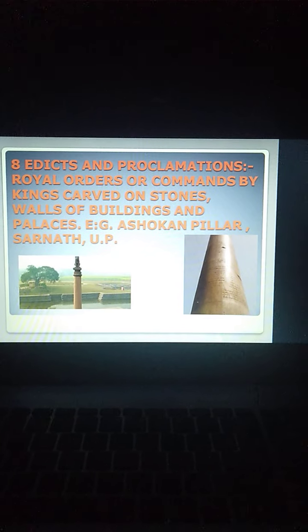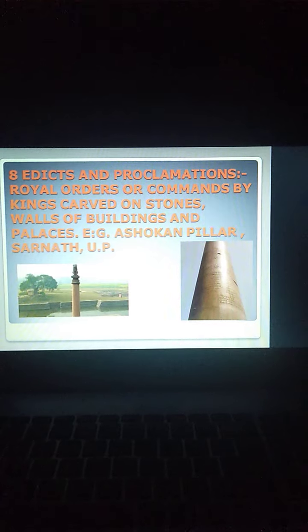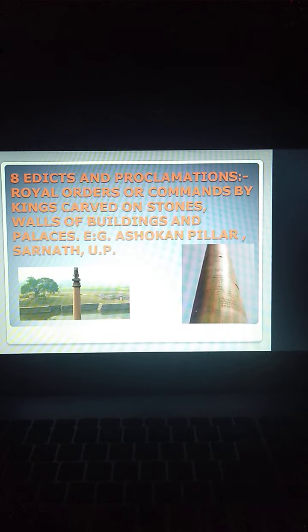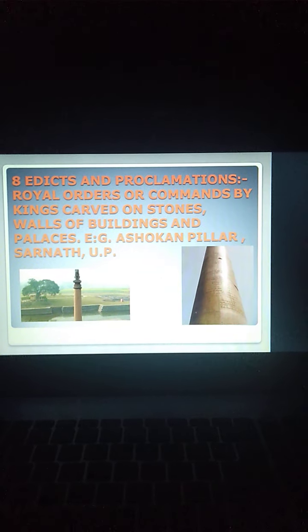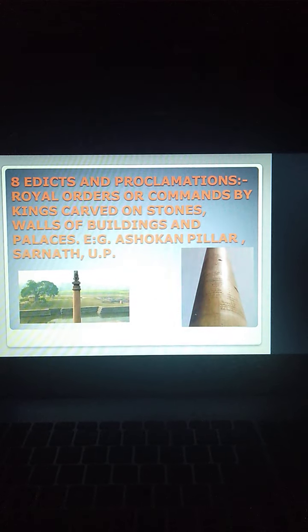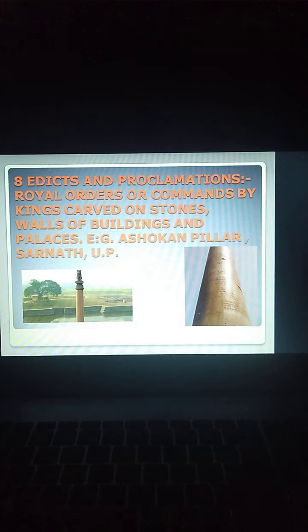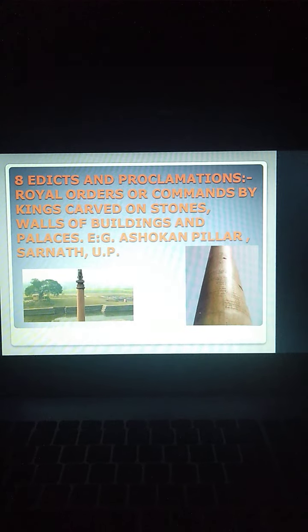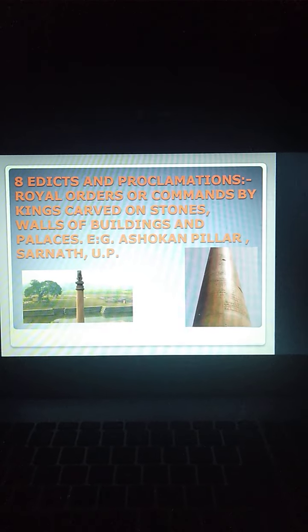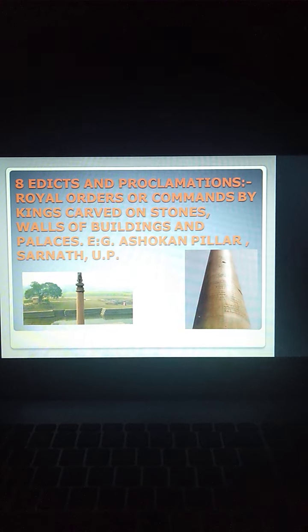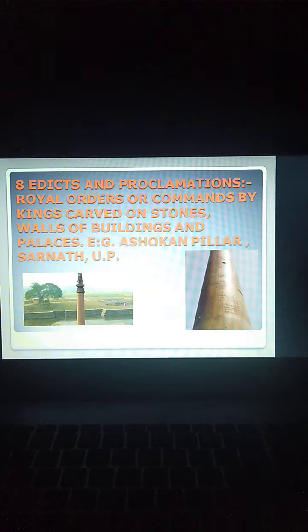Next we have edicts and proclamations. These were the royal orders or commands by the kings which were carved on the stone walls of buildings and palaces. For example, this is the Ashokan pillar which is in Sarnath, Uttar Pradesh. And in the second picture you saw the inscriptions carved on the pillar which throw light on the Ashokan period.